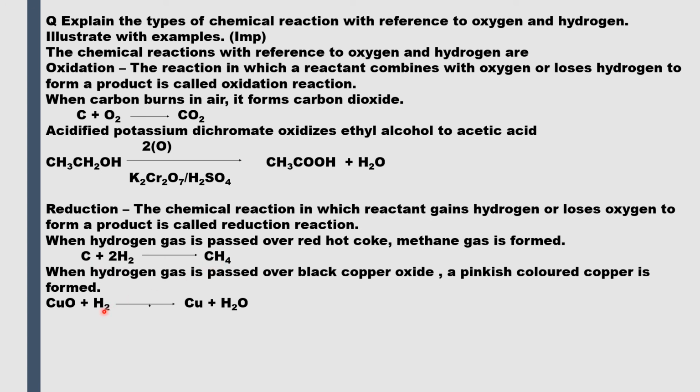When hydrogen gas is passed over black colored copper oxide, then copper oxide will lose oxygen to form copper. So here copper oxide gets reduced to copper. A pinkish colored copper is formed in this case.